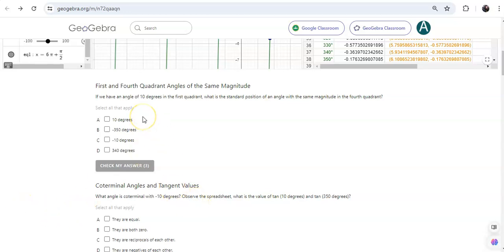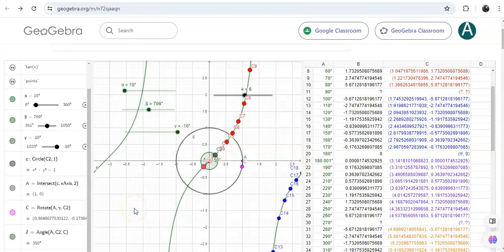Alright, so option 1, 10 degrees. Again, that's at the first quadrant. Negative 350 degrees would bring us at the first quadrant. 340 degrees, yes, it is a fourth quadrant, but it has a magnitude of negative 20 degrees. So the answer is negative 10 degrees. Very good. When we say angles in standard position, we mean an angle with a vertex at the origin and with an initial side at the x-axis.